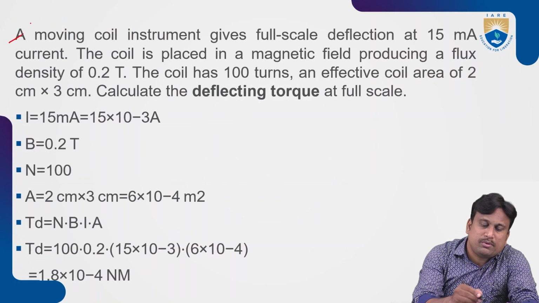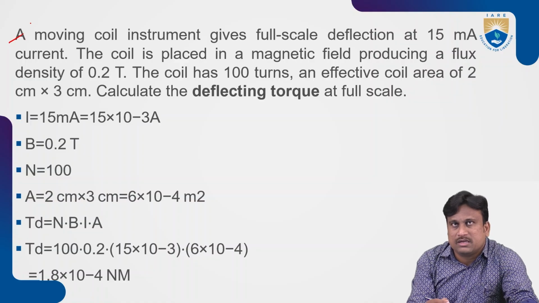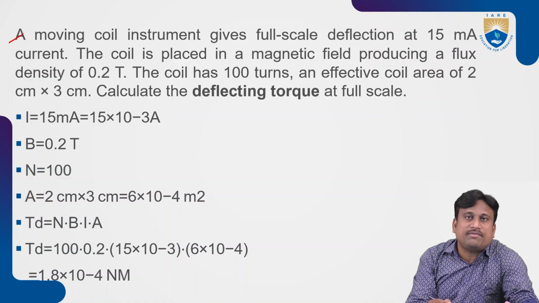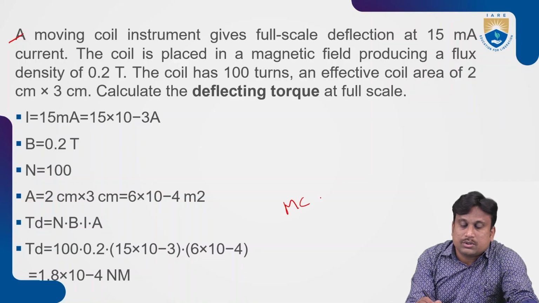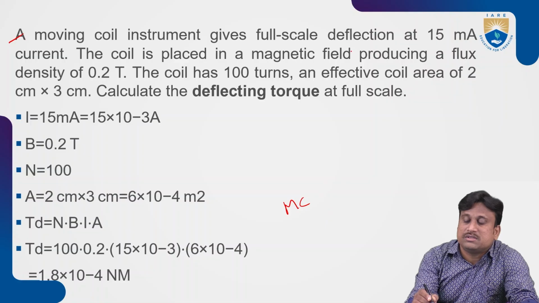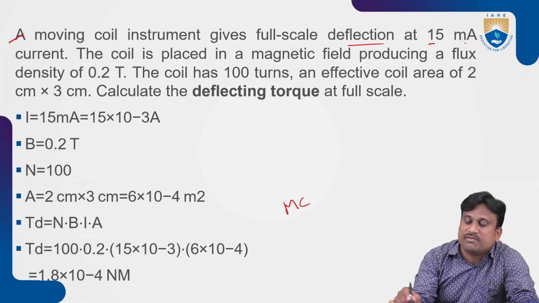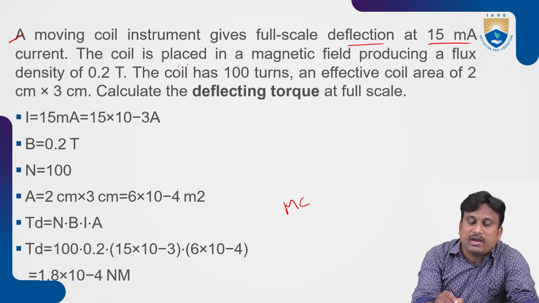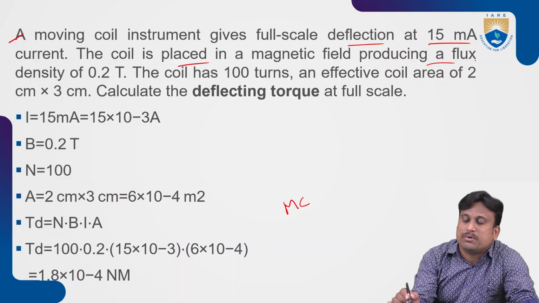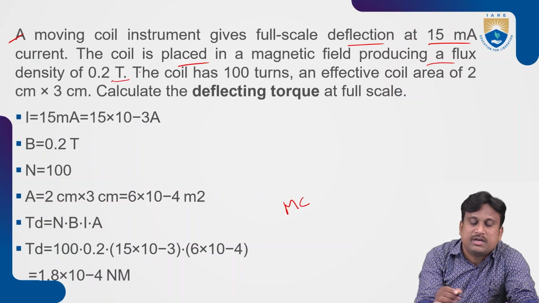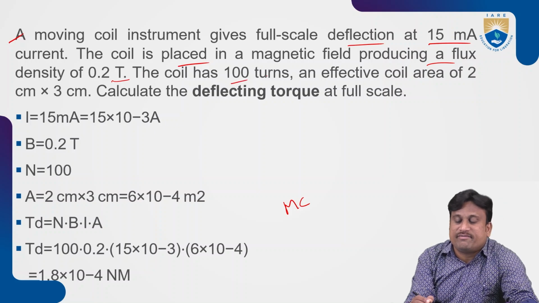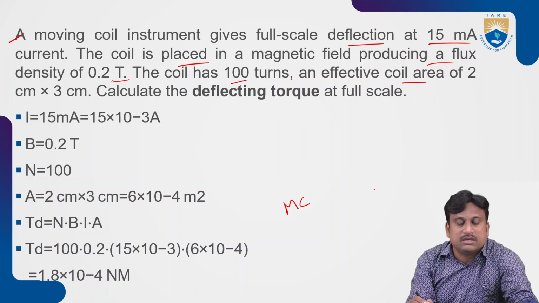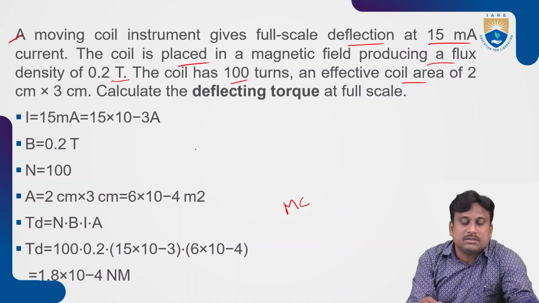Here is a simple problem based on the torque phenomena we discussed. We are considering a simple moving coil instrument, MC. The moving coil instrument gives full scale deflection at 15 milliamps current, and the coil is placed in a magnetic field producing a flux density of 0.2 T. The coil has 100 turns and an effective coil area of 2 centimeters multiplied by 3 centimeters. That means these are the dimensions L and B.